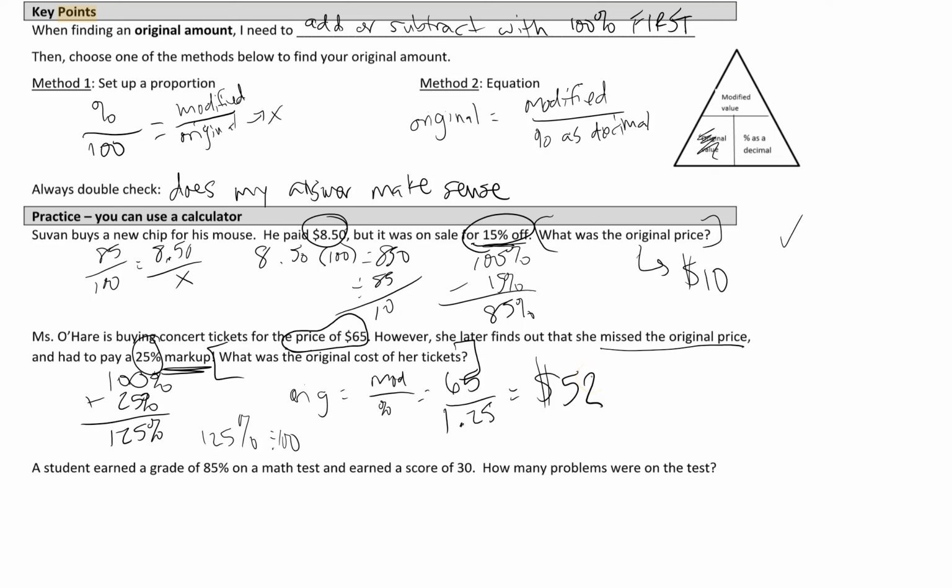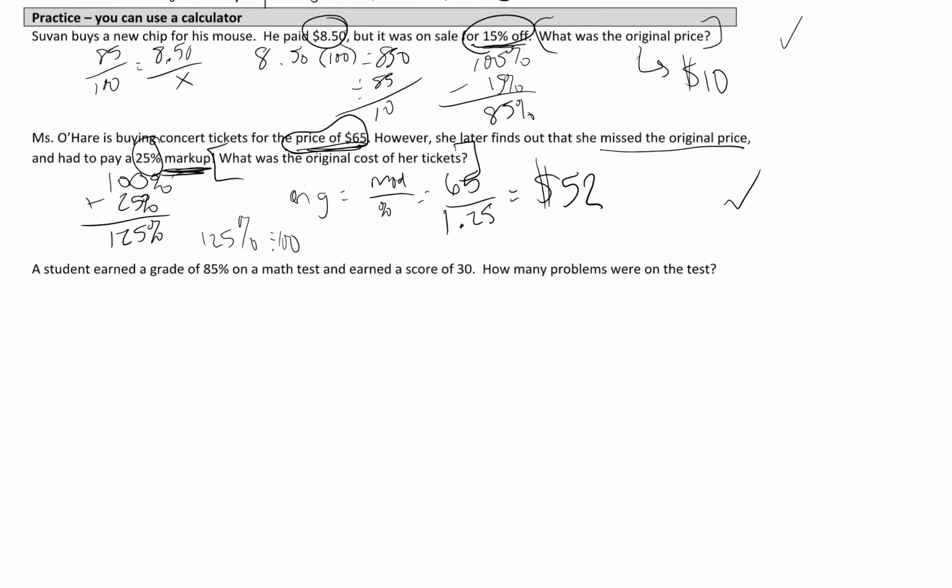Again, let's think through that, make sure it makes sense. She paid $65, and that was after a 25% markup. So if it was a markup, then the original price should be lower. 52 is lower than 65. We're good. All right, last one.